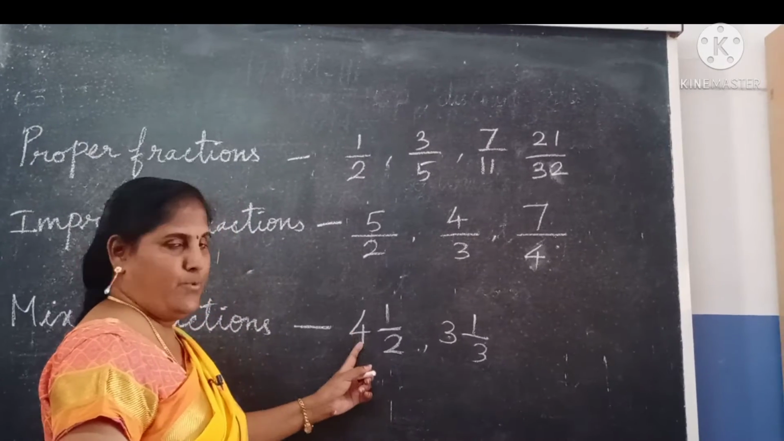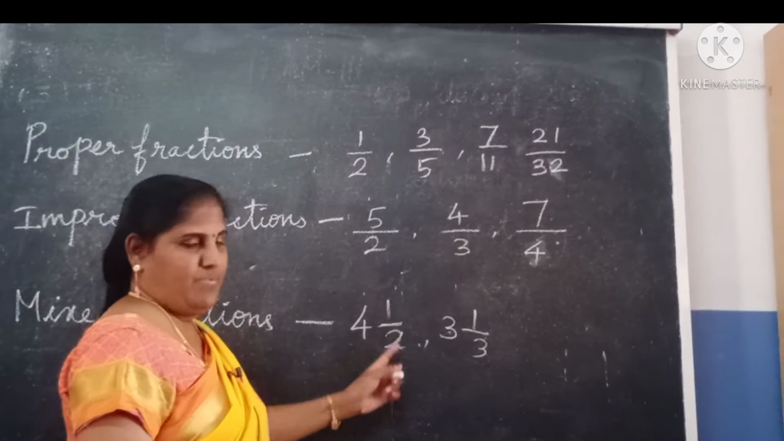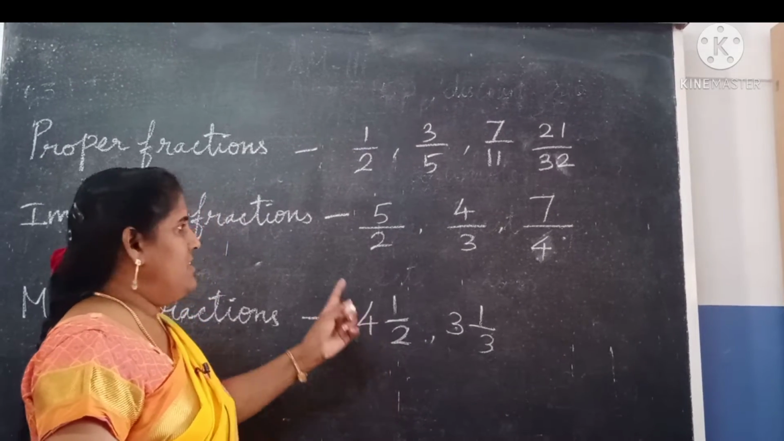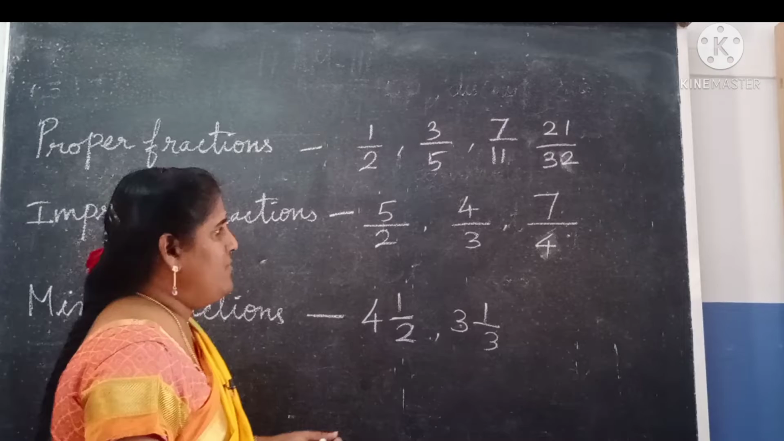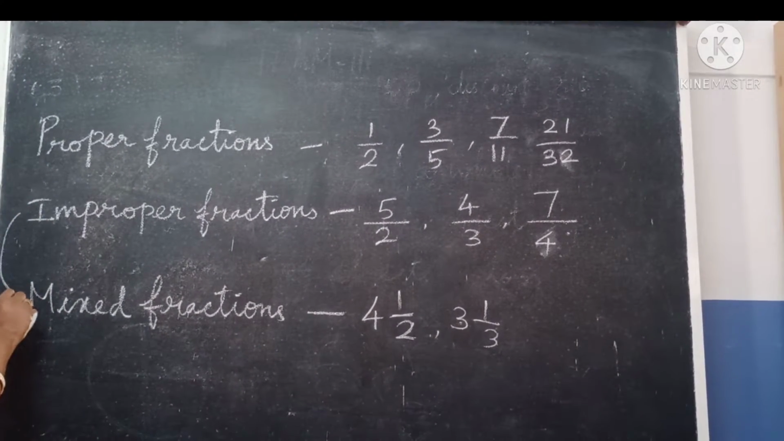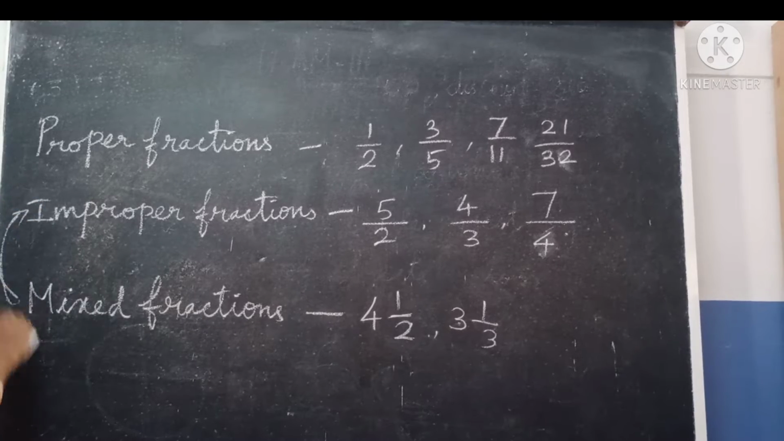Here the whole number 4 is mixed with the proper fraction, so that type of fraction is called a mixed fraction. Now, children, we will change an improper fraction to a mixed number, and a mixed number to an improper fraction.